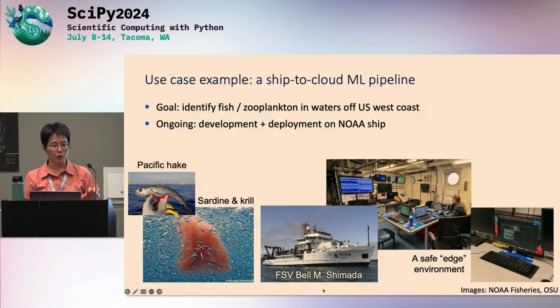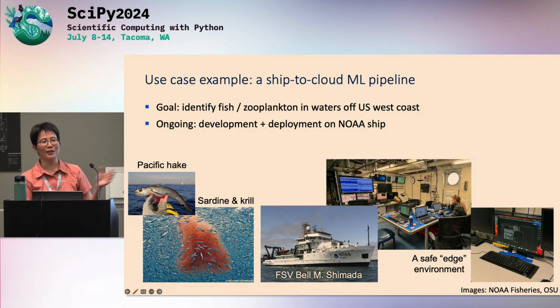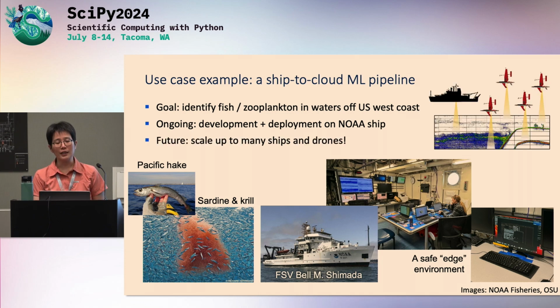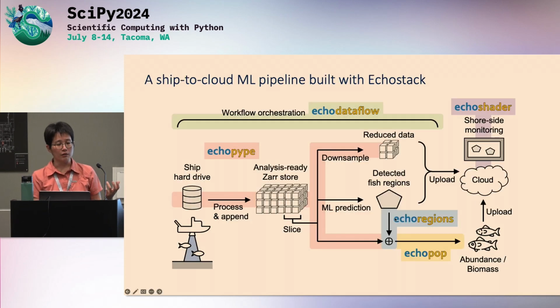This is the ship that we use, the Bell M. Shimada. This is how it looks in the acoustic lab on the ship. This is our computer. It's a safe edge environment, so it has everything. People can go and restart the thing if something doesn't work. It's good, because this allows us to prototype and experiment with different types of schemes and see what is needed in order for us to scale up in the future to many ships and many drones. That's the hope. And this is how we build it together with Echostack.